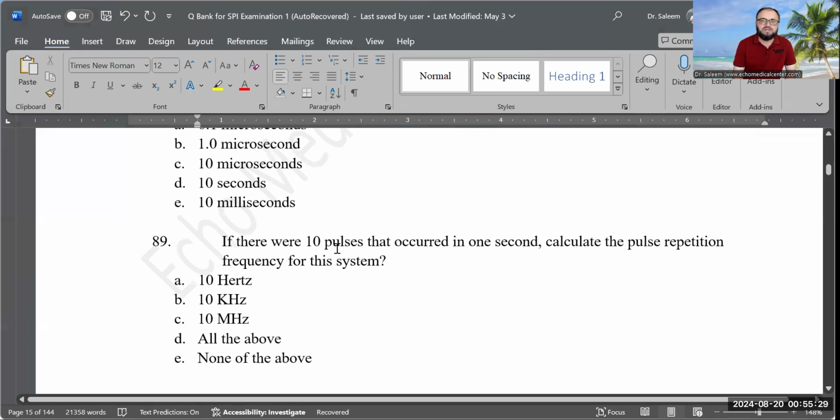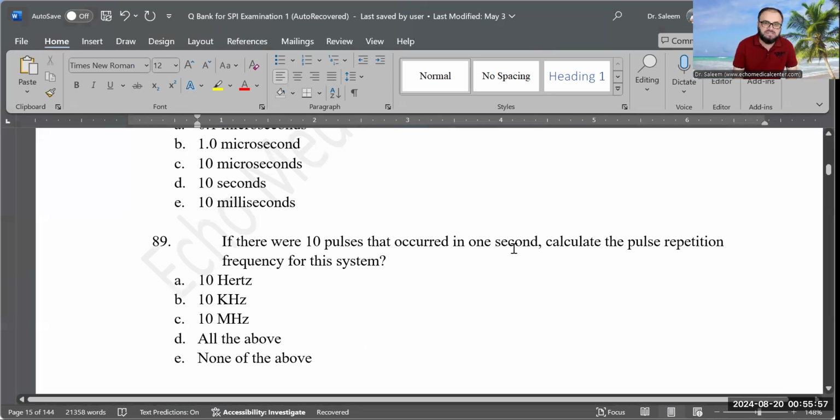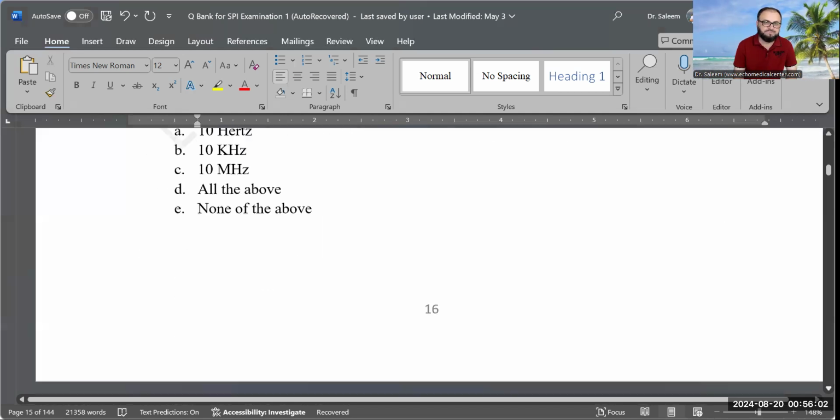Now, if there were 10 pulses that occur in 1 second, calculate the pulse repetition frequency for this system or this machine. What do you think? Is it 10 hertz, 10 kilohertz, 10 megahertz, all of the above? None of the above. A very simple question. Exactly, the correct answer is 10 hertz, because one definition of the frequency is the number of pulses that occur in 1 second. Because it's 1 second, the unit will be hertz. Correct. Let's do the next one.